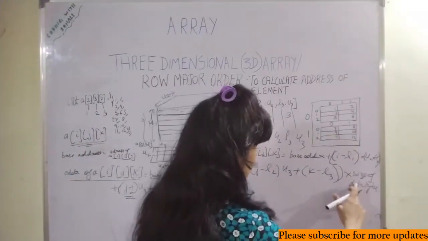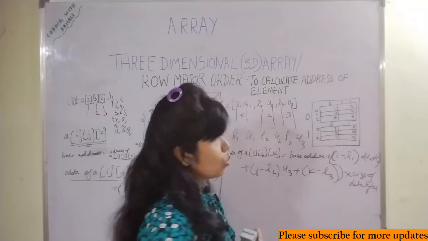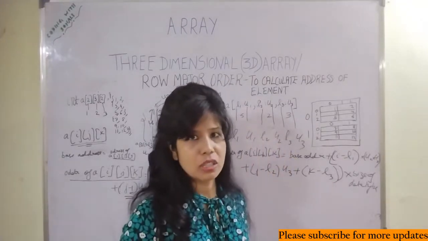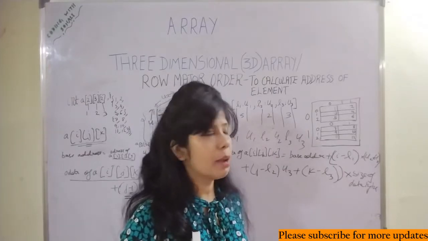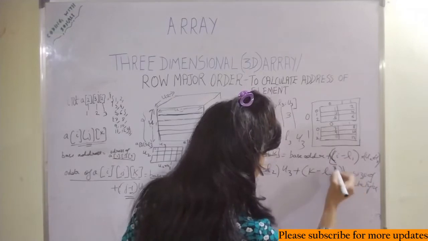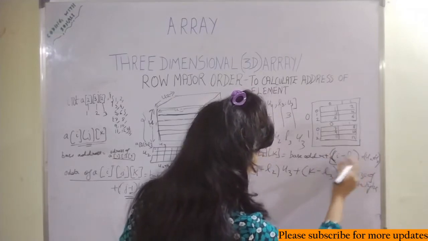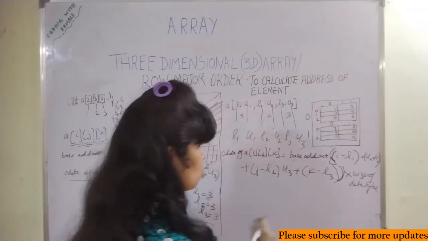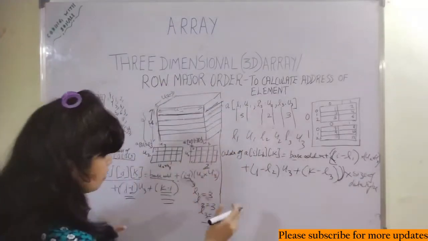Therefore I have to multiply by the size of the data type. So here the size of the data type will be 4 if it is an integer. If it is a character, it will take 1 byte. So the size of the data type is multiplied by this expression, and to the total result which you get, you add the base address. So this is the change to get the formula.